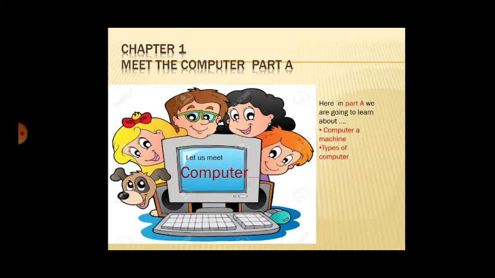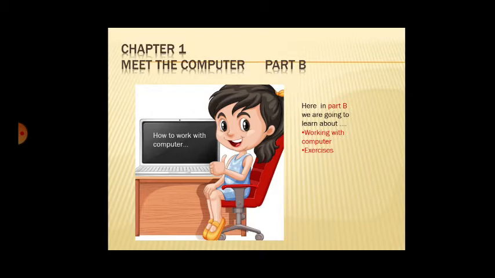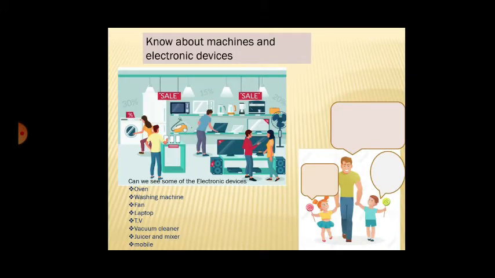So let me start with chapter 1, meet the computer. We have divided this chapter into two parts, part A and part B. In part A, we are going to learn about computer, a machine, and types of computer. Then in part B, we are going to learn about working with the computer and some exercises. While doing exercises, I want all of you to be with your textbooks. So let me start. Chapter 1, meet the computer.